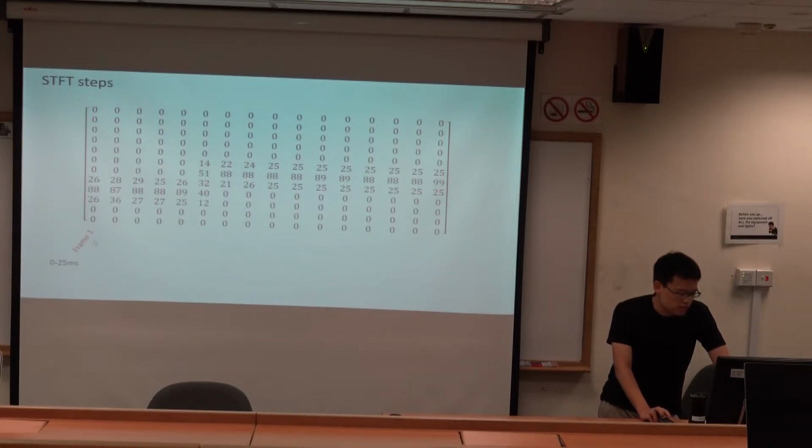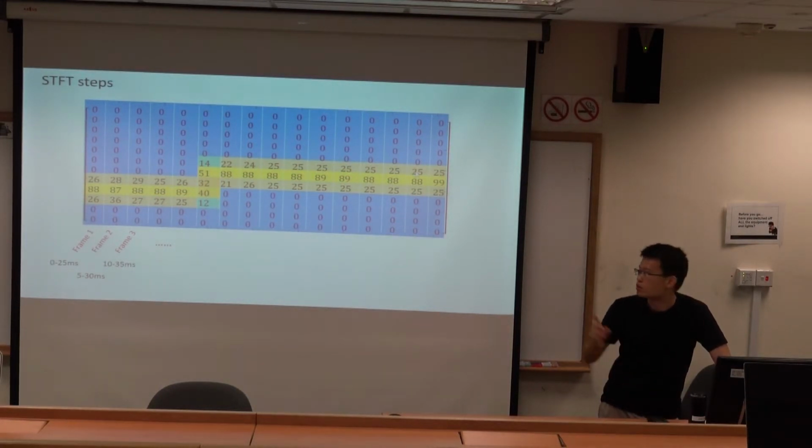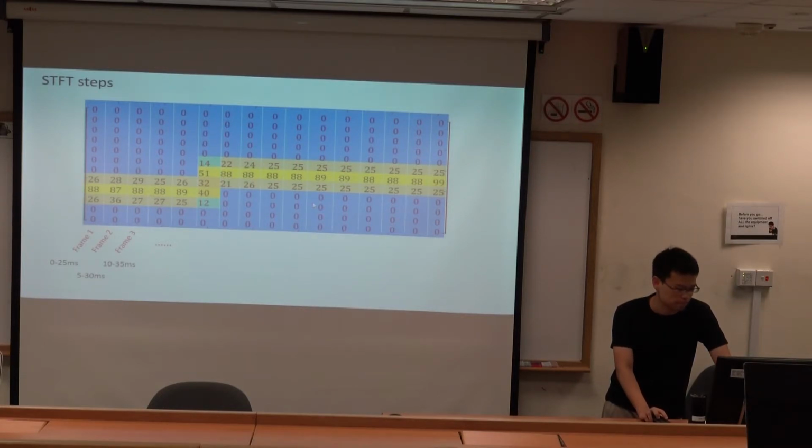The first column stands for the first frame, then the second frame. And then we color this matrix. So that's the spectrogram. You can choose whatever colors you want, but that's the spectrogram.